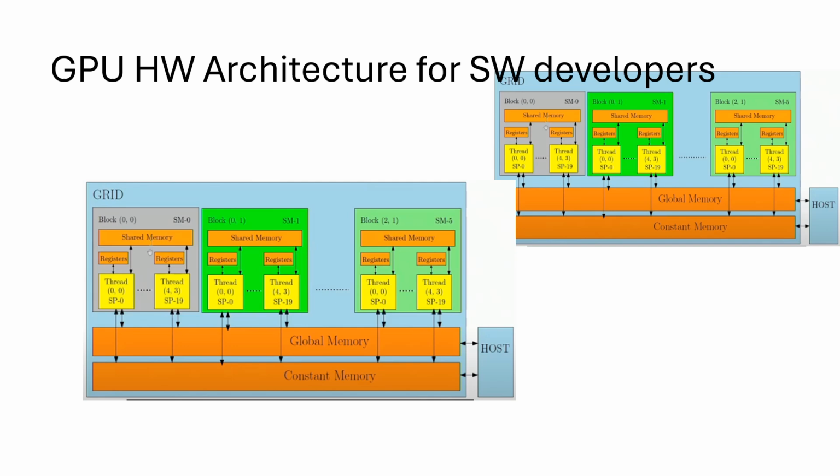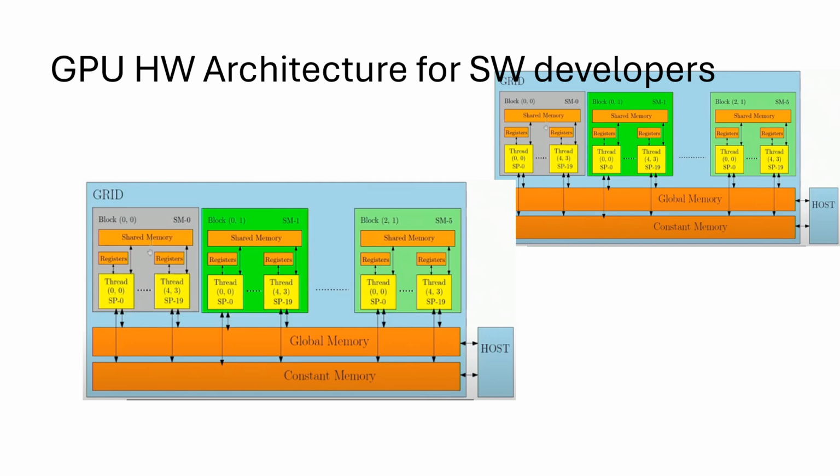Hello. In the era of AI, GPU is the dominant hardware for training our models. As a software developer, I think everyone should know something about the GPU hardware architecture in order to better utilize this hardware to accelerate our code.